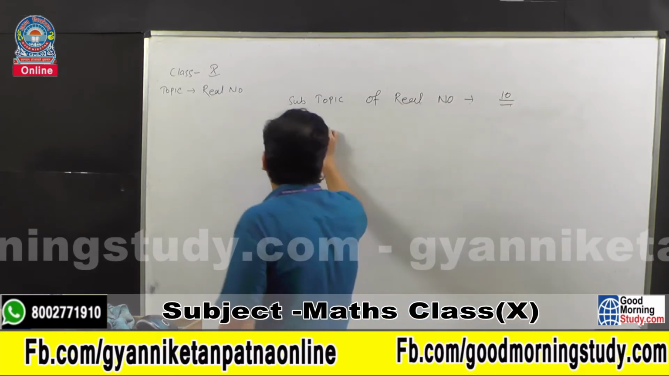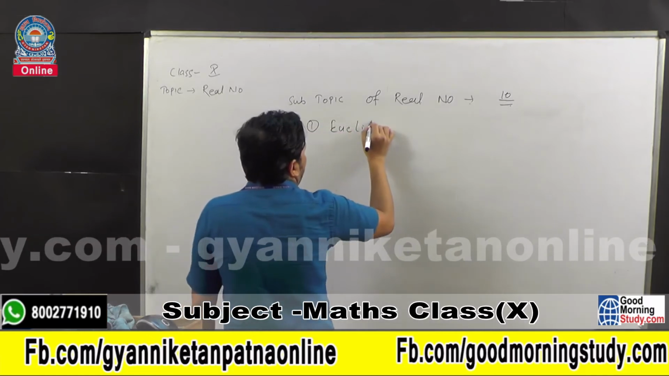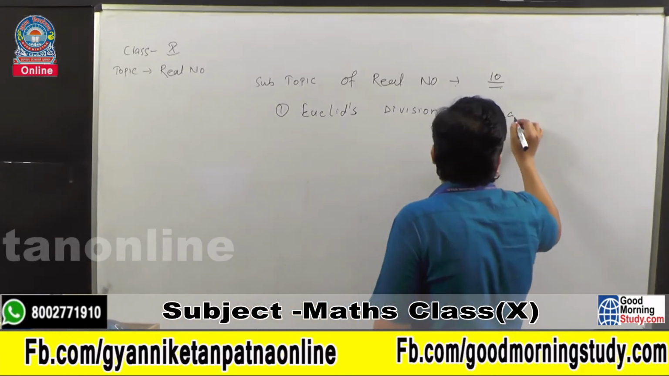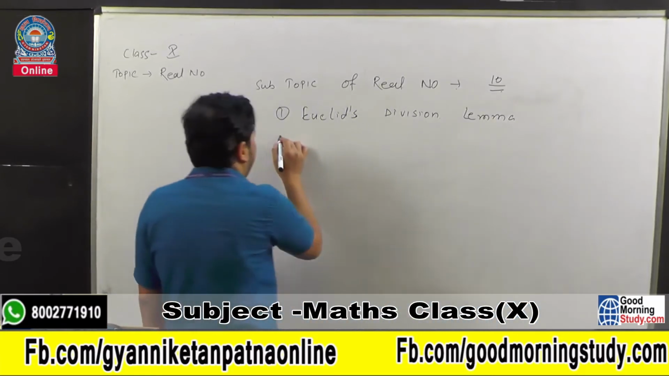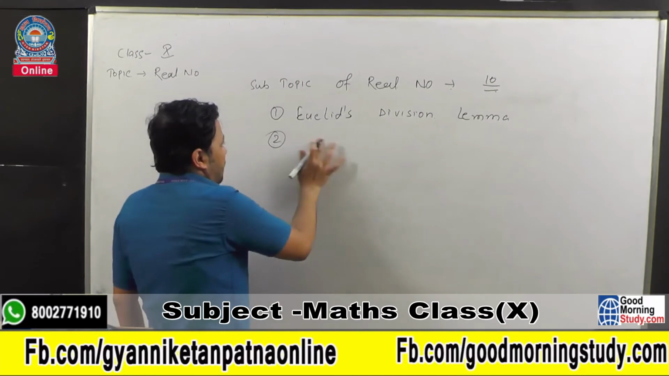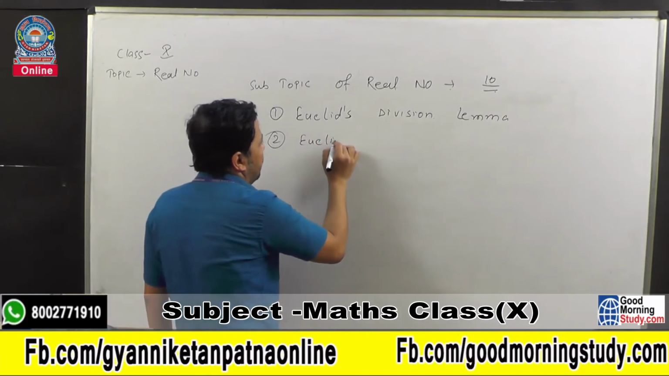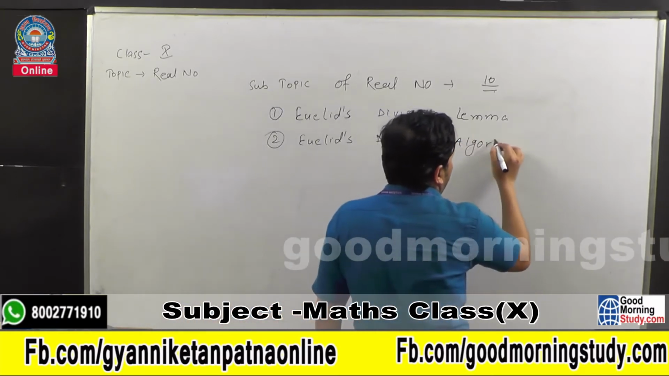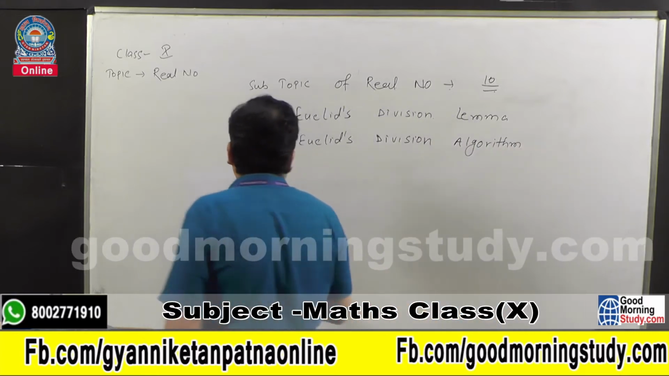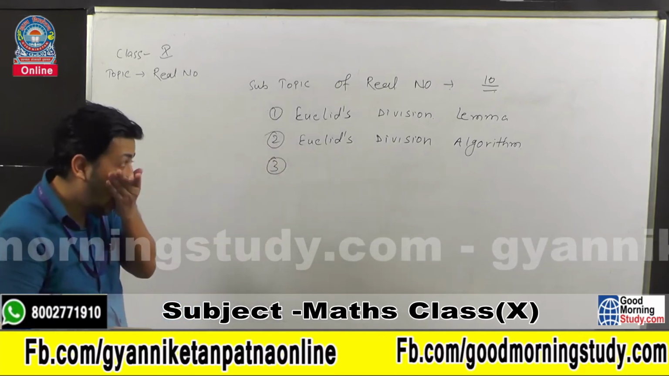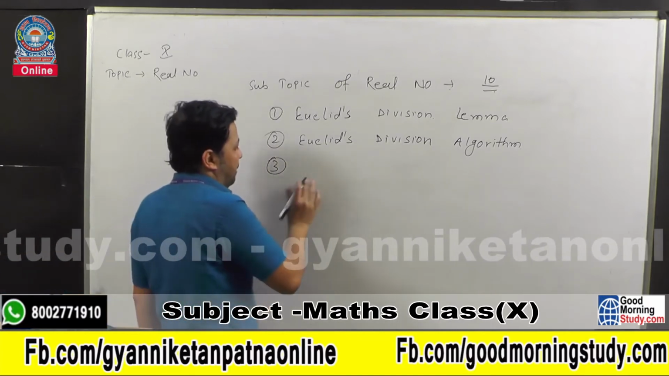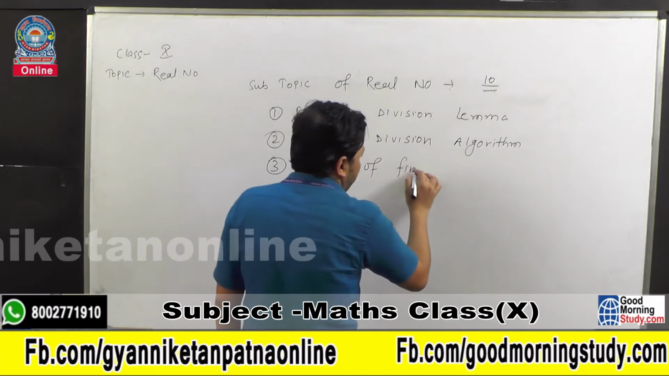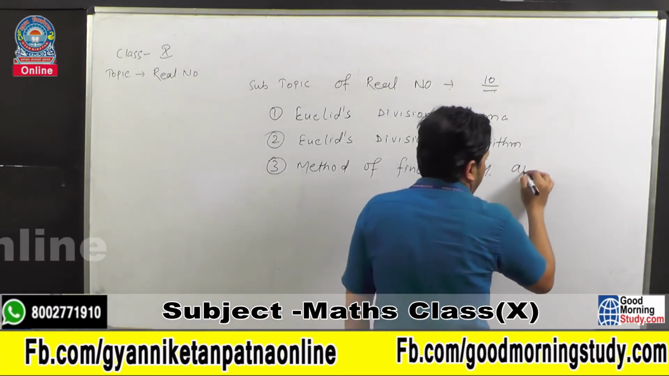The subtopic 1 is Euclid division lemma. This is the first topic. Then the second one will be Euclid division algorithm. Third is the method of finding LCM and HCF.